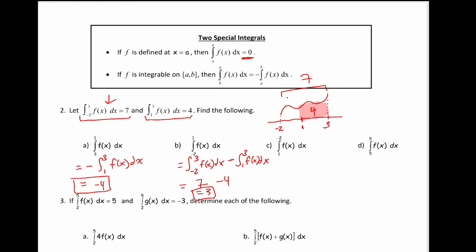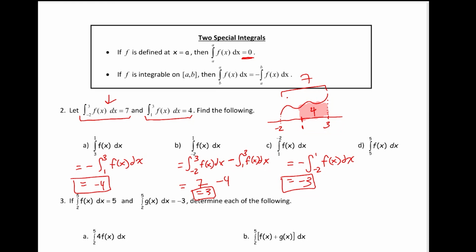Part C wants the integral between 1 and -2. Notice that 1 is actually bigger than -2, so we're going to want to rewrite this as the opposite of the integral from -2 to 1. And this integral is given, or is it given? Oh, we just found it in the last problem. Yeah, it's 3. So this will just be -3.